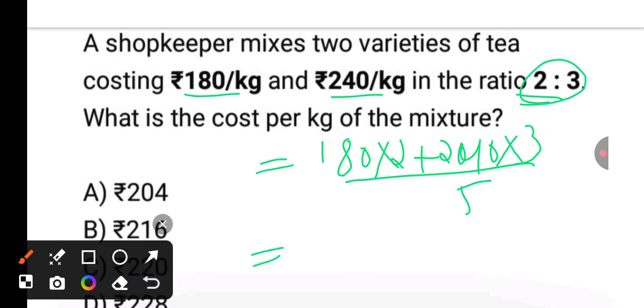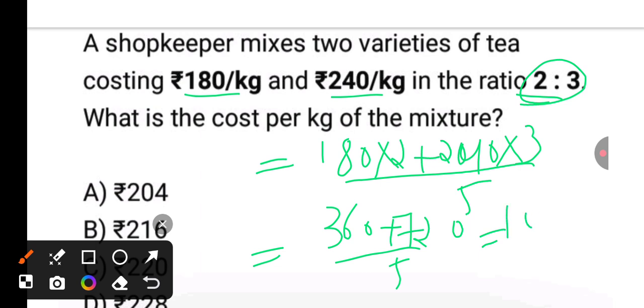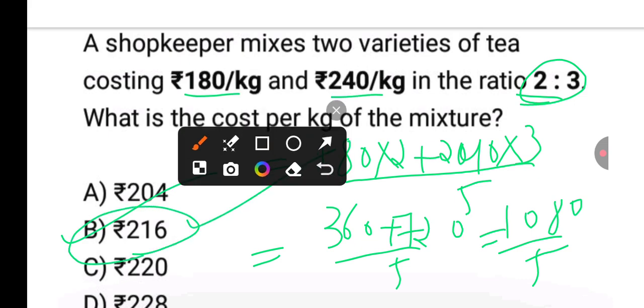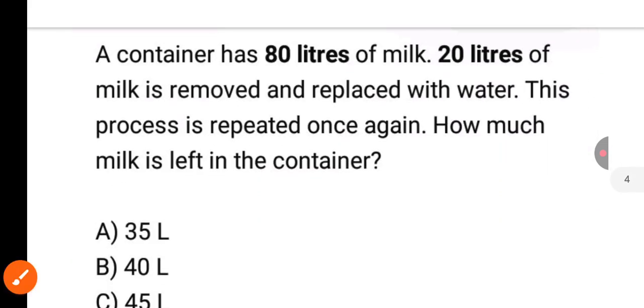Here, 180 into 2 is 360. 360 plus 240 into 3, which is 720, divided by 5. That is 1080 divided by 5. The answer is 216.